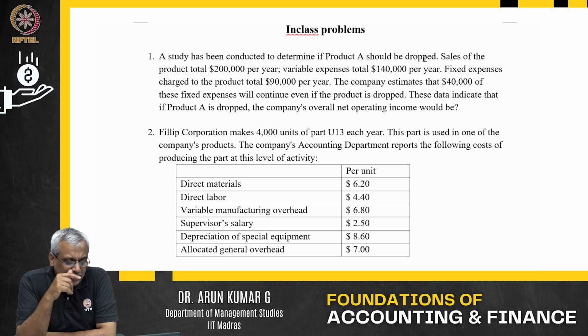These data indicate that if product A is dropped, the company's overall net profit, net operating income would be, what is the question? So what is the question? Drop, not drop the product. Now let us look at it.